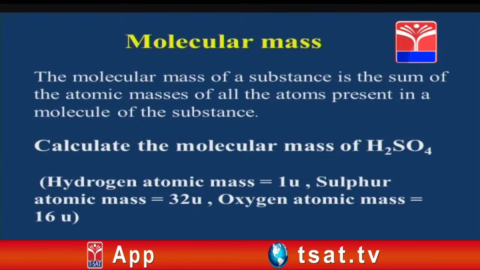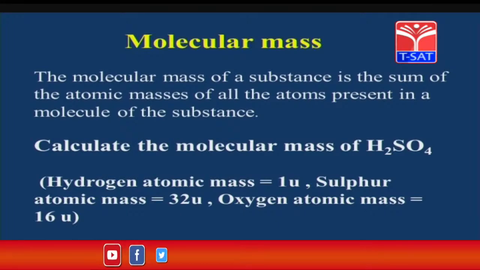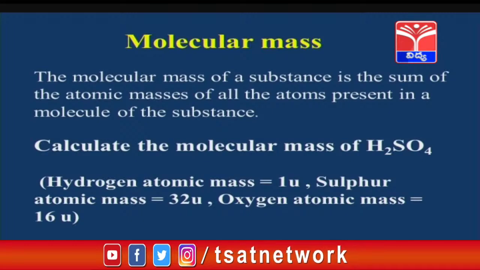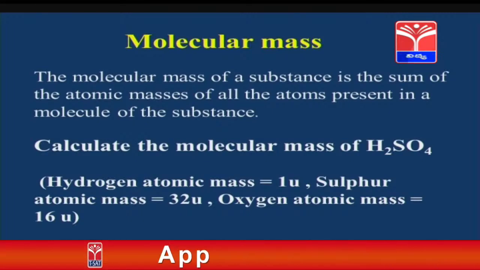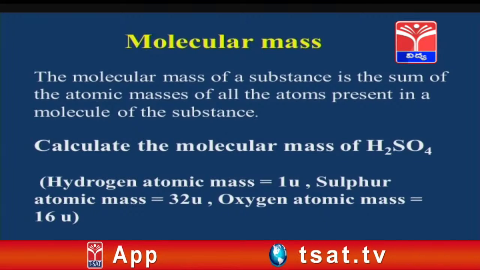One is hydrogen, second one is sulfur, and third one is oxygen. Hydrogen atomic mass is 1 U, sulfur atomic mass is 32 U, oxygen atomic mass is 16 U. So, how many hydrogen atoms are there? Total atomic mass of hydrogen is 2 U, and only 1 sulfur atom is there.